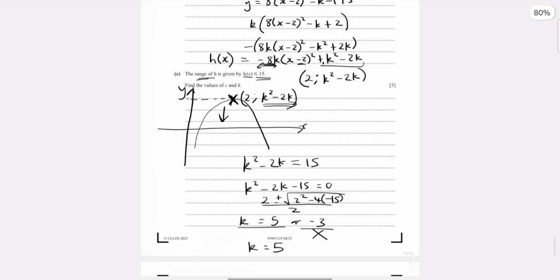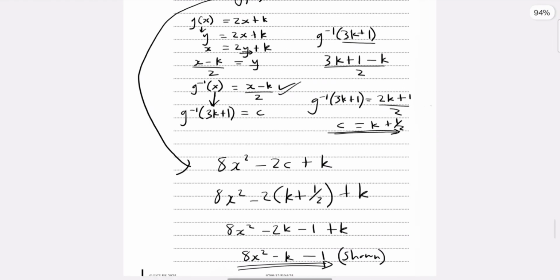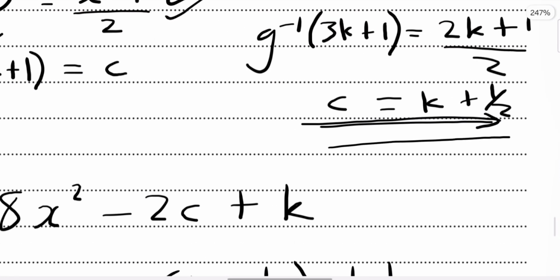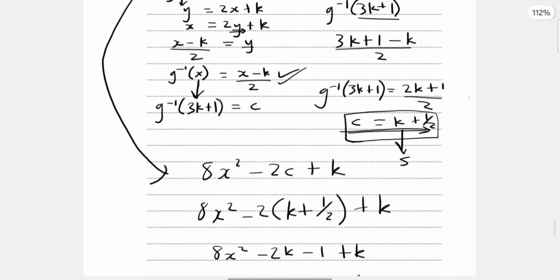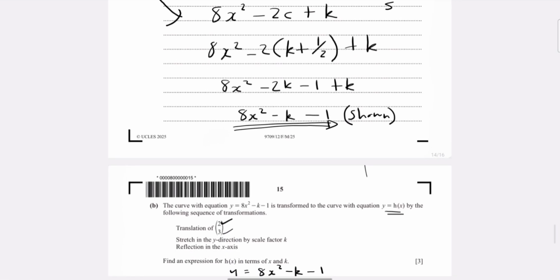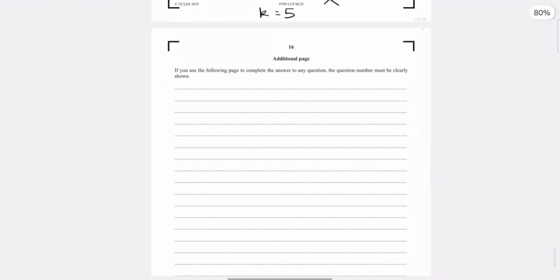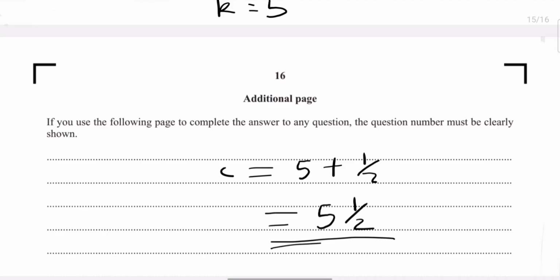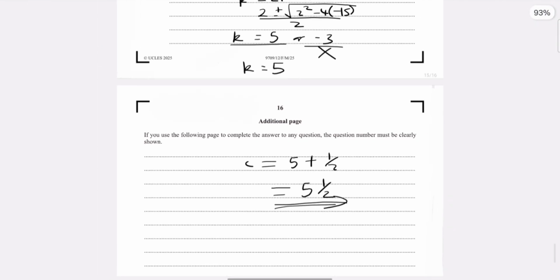And to get c now, if we look at this part of the question, it said c is equal to k plus a half, and we now know that k is 5, so c is 5 plus a half, which will give us 5 and a half. So c will be equal to 5 plus a half, which comes down to be 5 and a half, like this. And that brings us to the end of this paper.